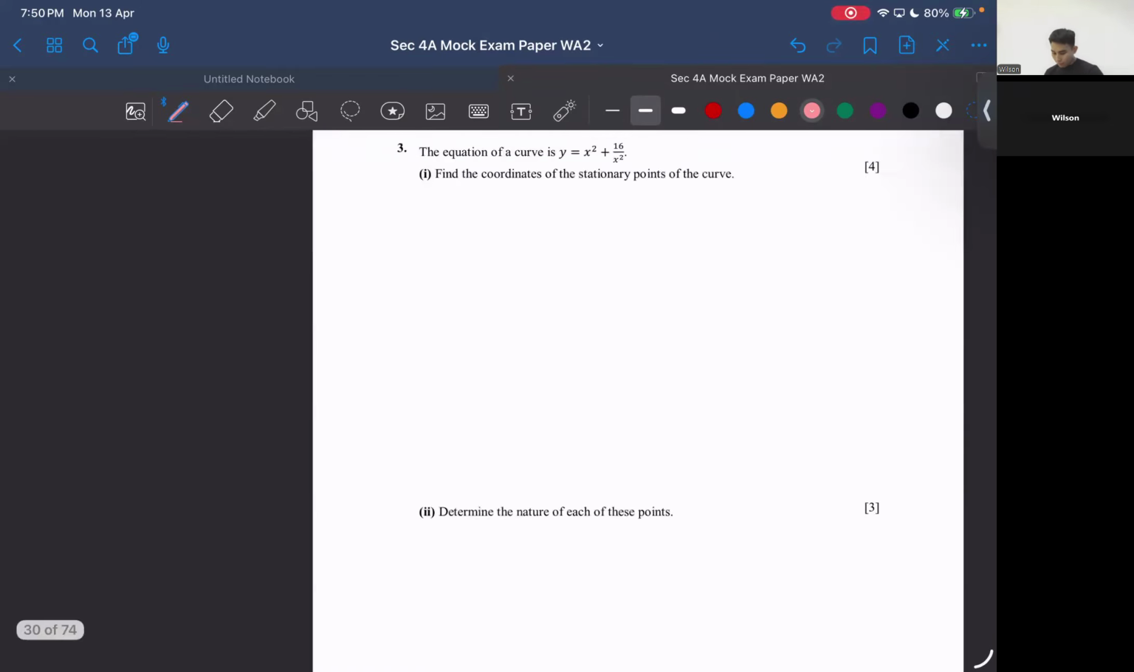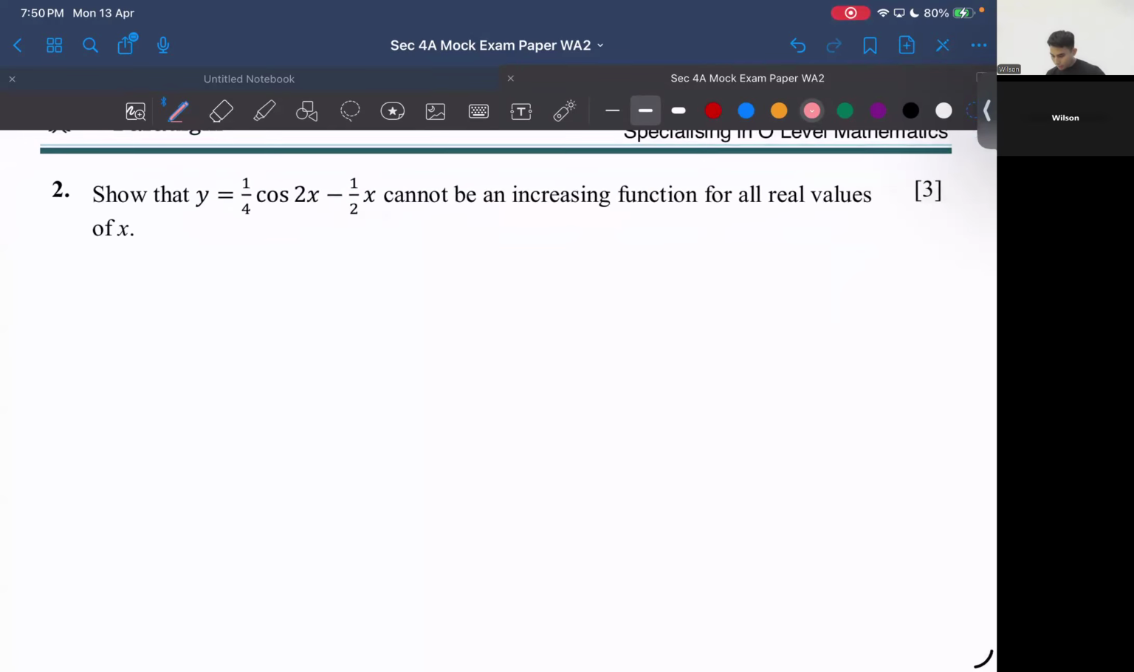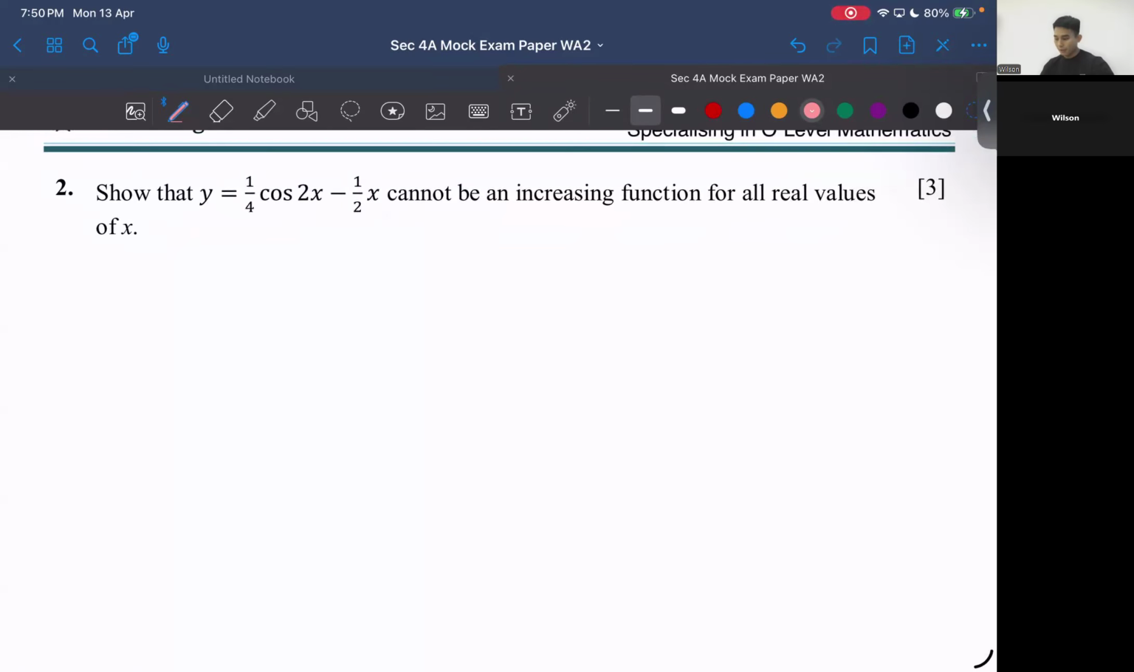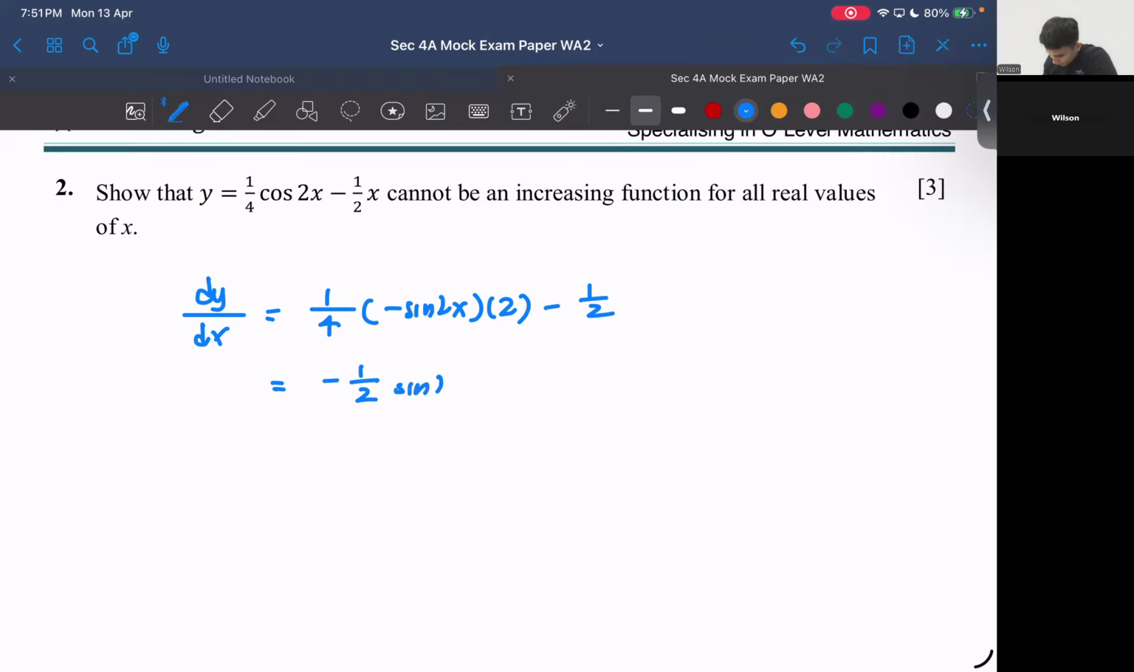Now, let's start with question 2 over here. Show that this one cannot be an increasing function for all real values of x. I think everybody managed to find the expression for dy over dx. This is 1/4. Differentiate cosine will be negative sine 2x. Remember to differentiate the bracket, minus half. Everybody should be getting negative half sine 2x minus half.